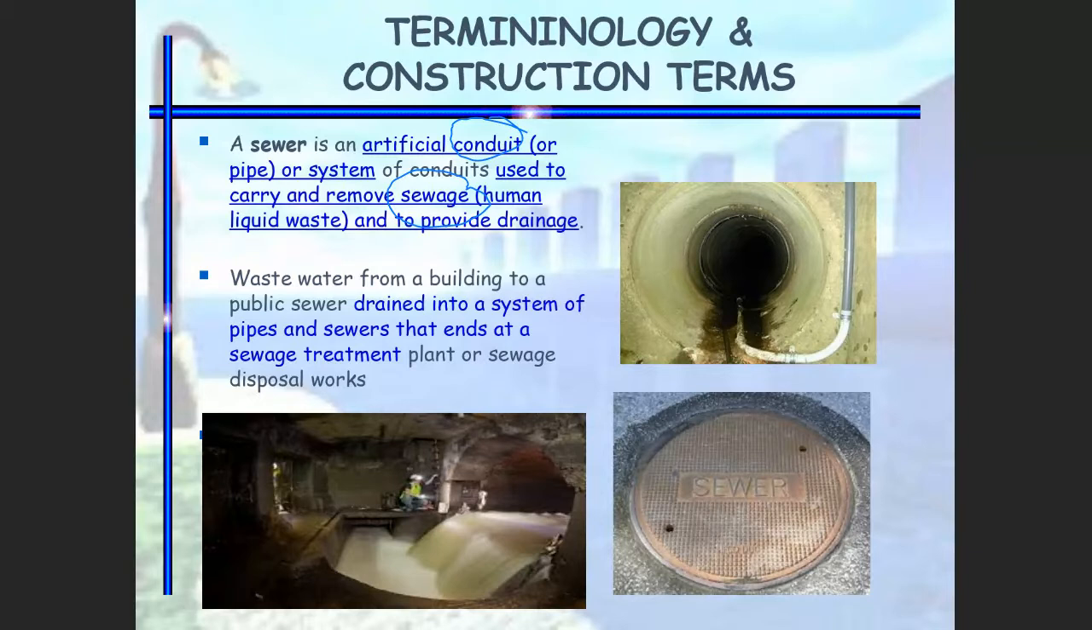Wastewater from a building to a public sewer drains into a system of sewers and pipes that ends at the sewage treatment. So normally at the end, the station where this water is conveyed is the sewerage treatment plant or sewage treatment plant. So this is something that you can see at the cover of the manhole. Okay, this is the cross section inside. You can see the water is here, and this is the pipe work, and this is an example of the big pipe work system for the sewerage.